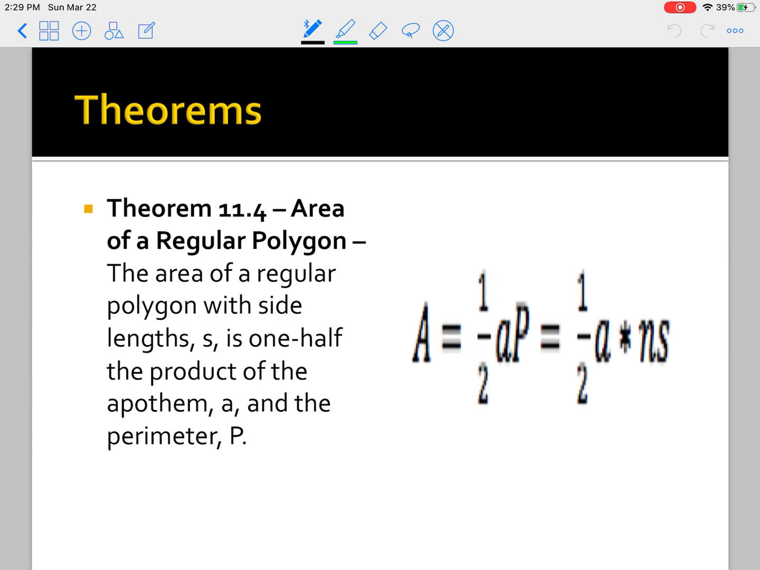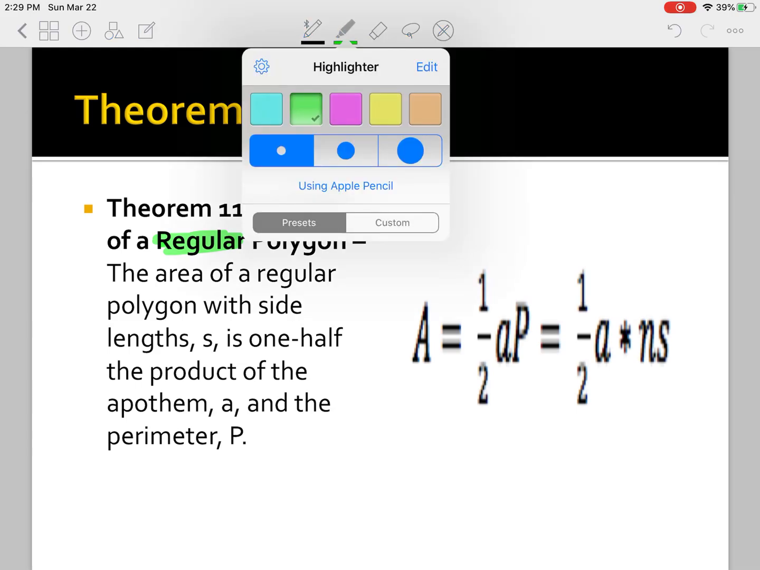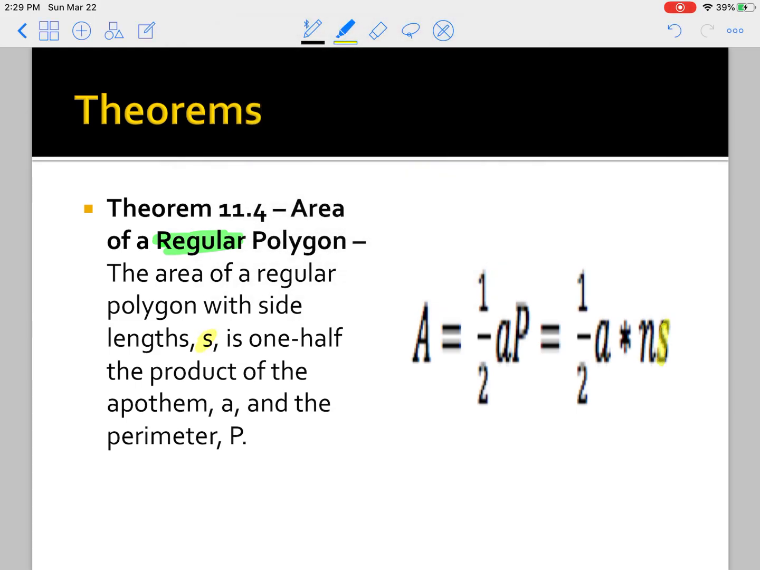The area, another theorem, the area of a regular polygon. Once again, regular has a specific meaning in geometry, equilateral and equiangular. So the area of a regular polygon with side lengths s, once again our side length s is lowercase because it is a variable, is 1/2 the product, product meaning multiply, so we're going to multiply the product of the apothem, which we just learned as a vocabulary word, the apothem a, and the perimeter P.